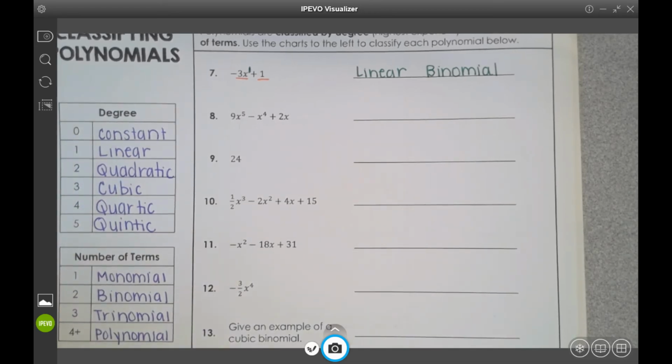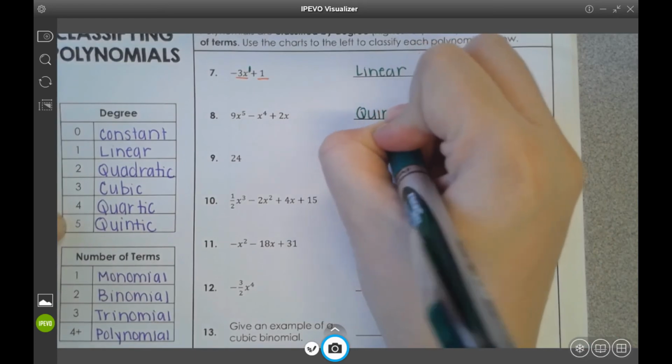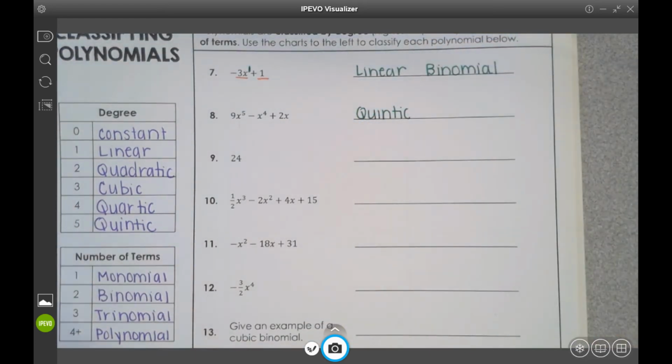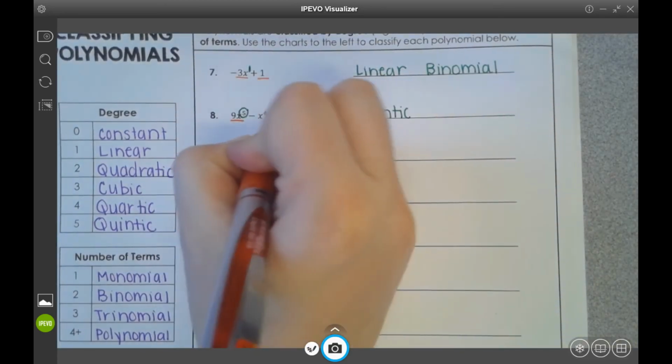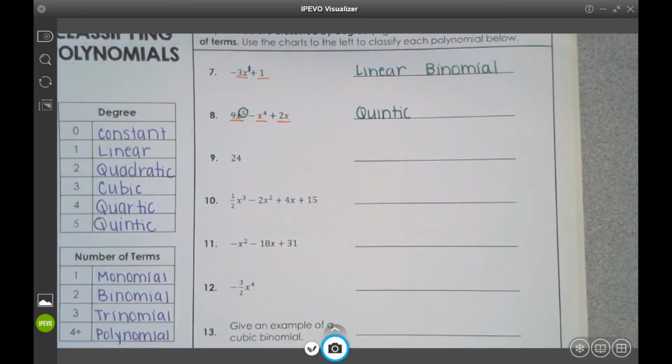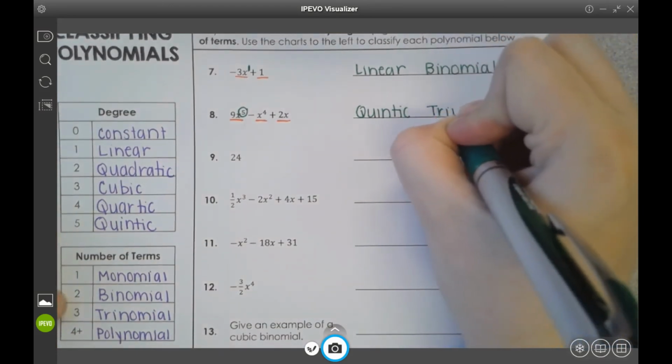Number 8, what is the largest exponent? 5. Don't add them together. Just, there's really 3 exponents: a 5, a 4, and a 1. The biggest is 5. So it's quintic. So 5 is the largest. And then we have 1, 2, 3 terms. So that would be a trinomial.